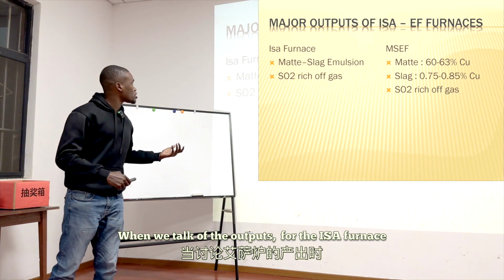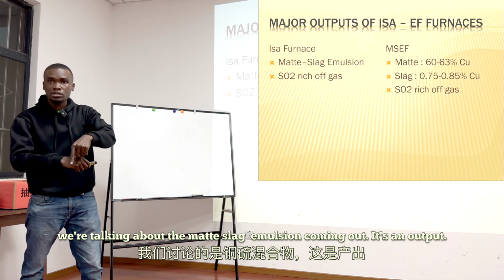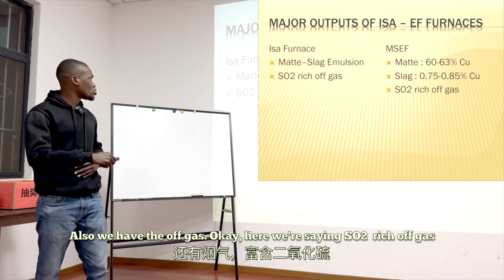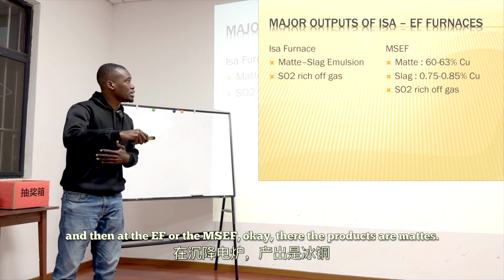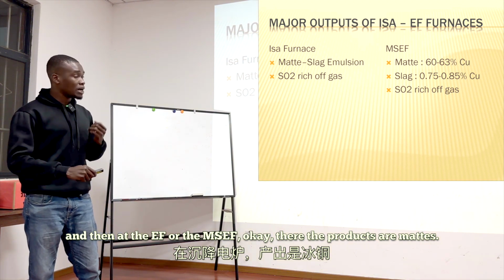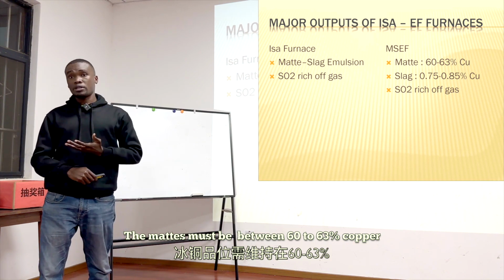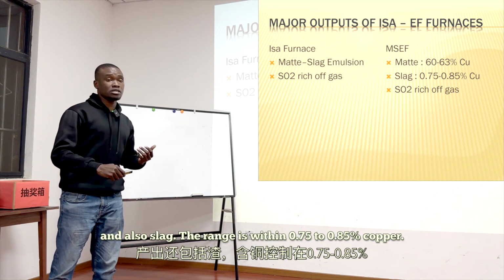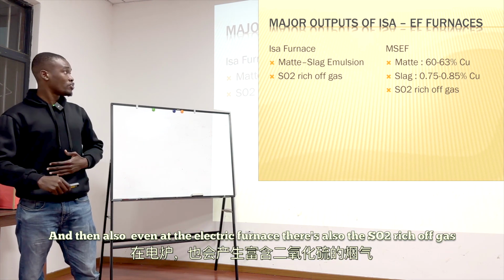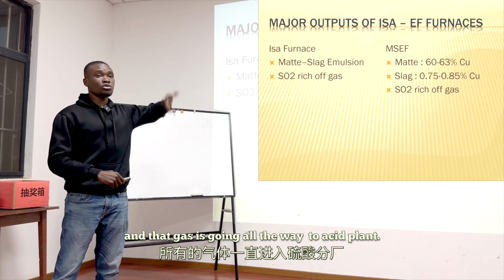When we talk of the outputs for the ISA furnace, we're talking about the matte slag emulsion coming out. It's an output. Also, we have the off gas, here we're saying SO2 rich off gas. And then at the EF or the MSEF, the products are matte, which must be between 60 to 63% copper, and also slag, where the range is within 0.75 to 0.85% copper. Even at the electric furnace, there's also SO2 rich off gas, and that gas is going all the way to the acid plant.